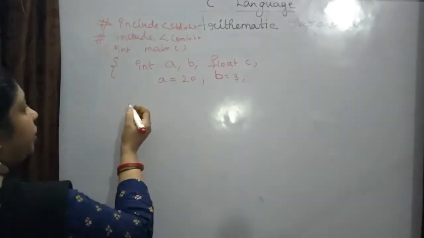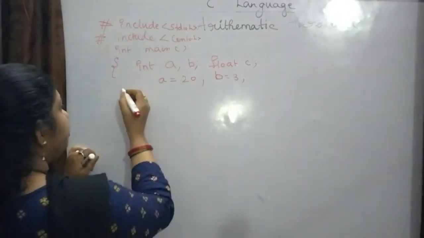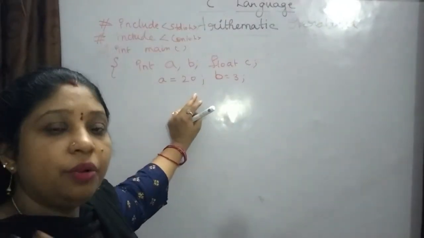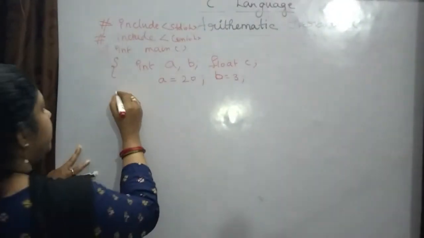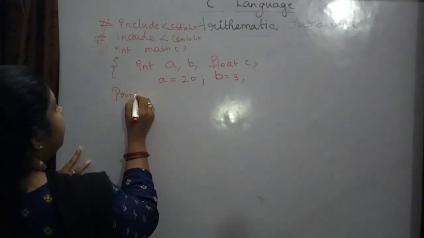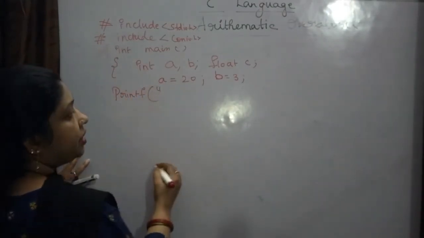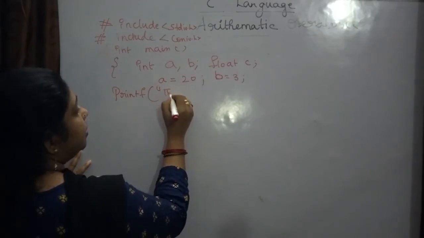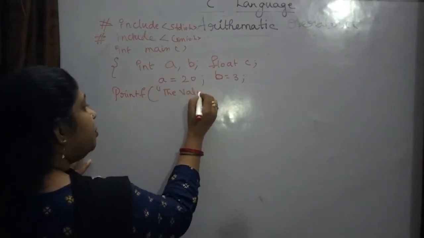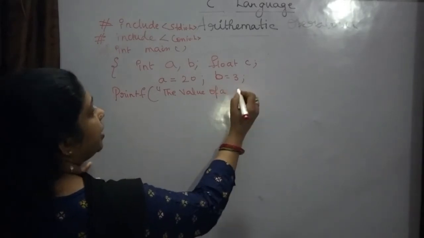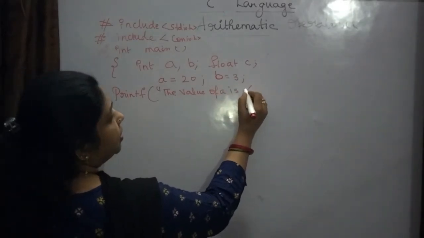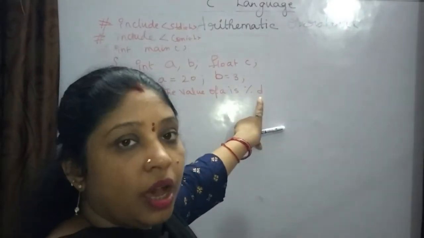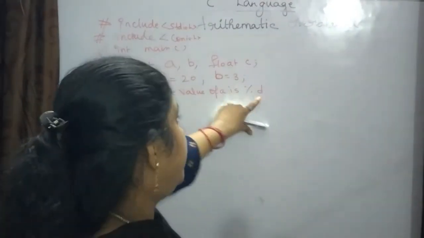Now I am going to write the program. First I want to print the A value and B value. For that I will use printf, open braces, double quotes, the value of A is percent d. Why am I giving percent d here? Because I want to print the answer over there.